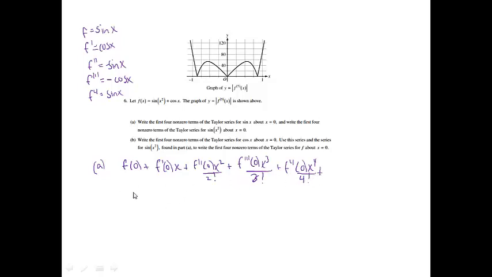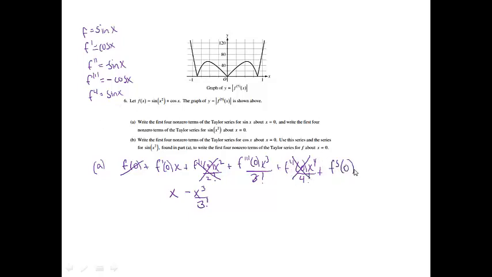So, f of 0, the sine of 0, is just 0, so that one is gone. F prime of 0, the derivative, cosine 0, is 1, so this is going to be x. And then f double prime is a sine, so the sine of 0 is gone once again. The triple derivative at 0 will be negative cosine of 0, so that will be negative 1, so it will be negative x cubed over 3 factorial. The fourth derivative is another sine, so that's going to cancel out, so I get to keep going here. So let's do the fifth derivative.